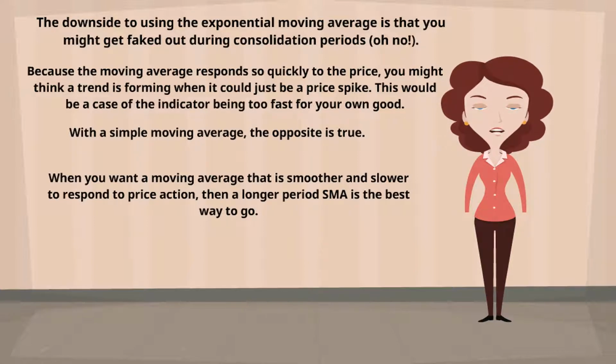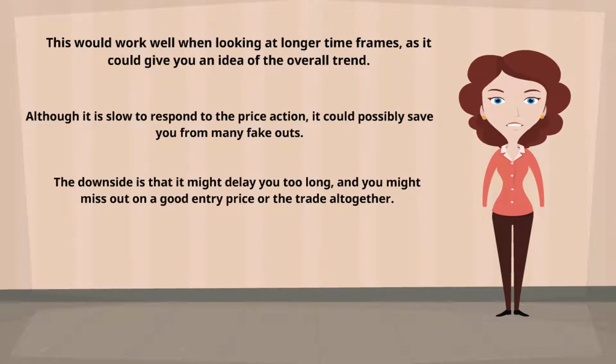With a simple moving average, the opposite is true. When you want a moving average that is smoother and slower to respond to price action, then a longer period SMA is the best way to go. This would work well when looking at longer time frames, as it could give you an idea of the overall trend. Although it is slow to respond to the price action, it could possibly save you from many fakeouts. The downside is that it might delay you too long, and you might miss out on a good entry price or the trade altogether.